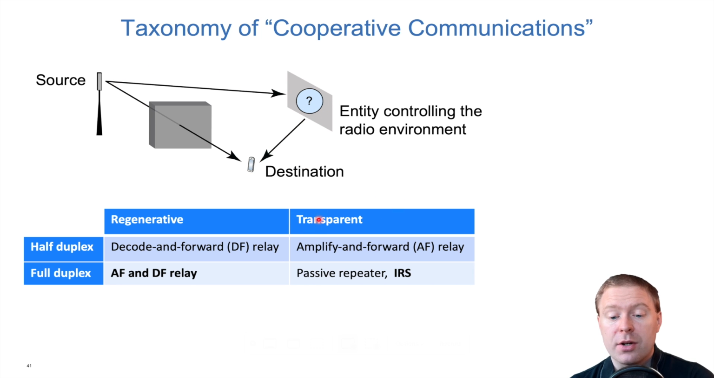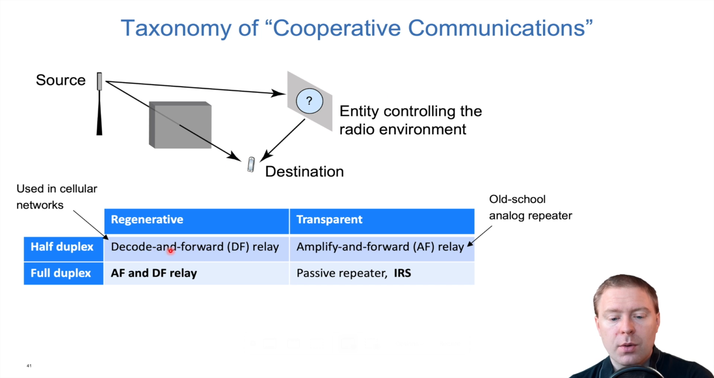The other category are transparent cooperative communications. And this is when we are taking the same signal and retransmits it. It could be in half duplex mode, like an amplify and forward relay or a repeater that takes a signal here. They are not analyzing its content. It doesn't need to leave the physical layer. It just amplifies it and retransmits it. And then there is the full duplex mode, like the passive repeater I was just describing, or the IRS, which is also a kind of full duplex transparent relay or cooperative communication entity.